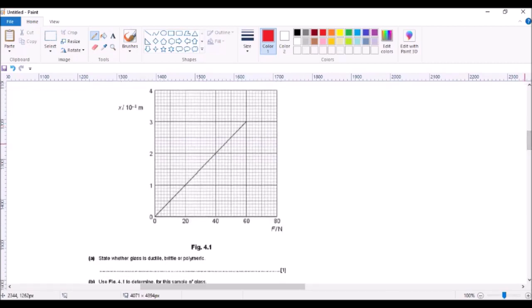Now, why don't they give us a force extension graph? Come on, man. That's their trick. So hold on to it. Try to use it at every opportunity. So you must be aware of this.